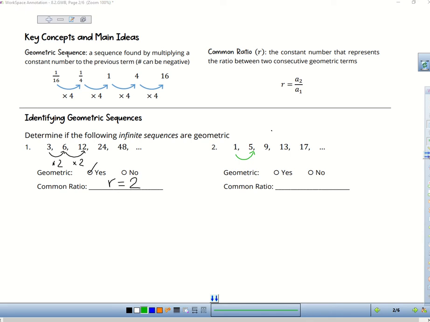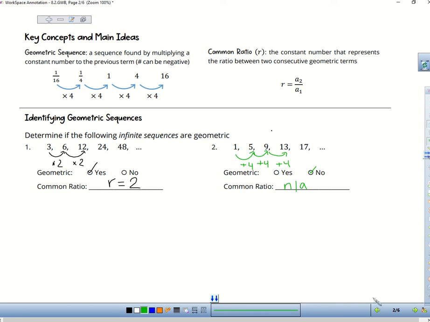Okay. So anyways, where was I? So see how here we add 4, and then we would add 4 again, and so on. And you see how that pattern is consistent? It is a sequence, but what kind of sequence is it? Arithmetic. Good. So it's not geometric. Therefore, there is no common ratio. It would have a common difference. See the difference between the two?